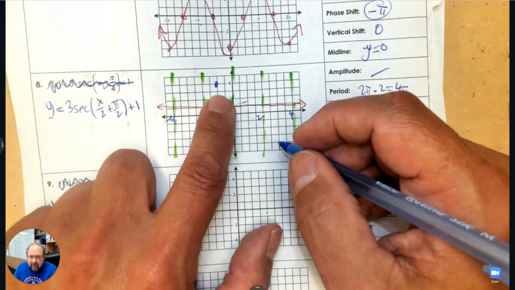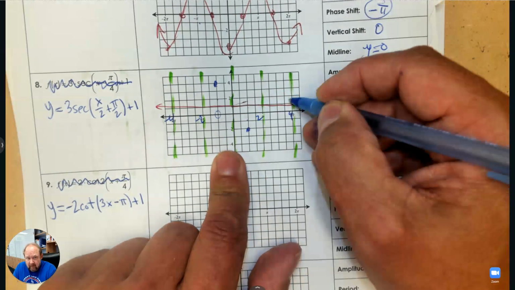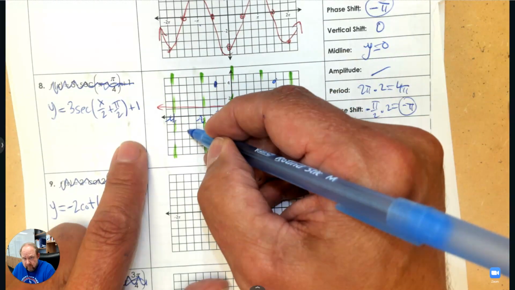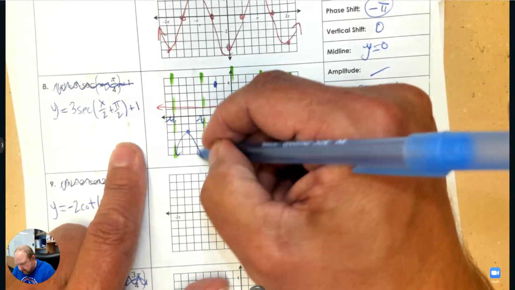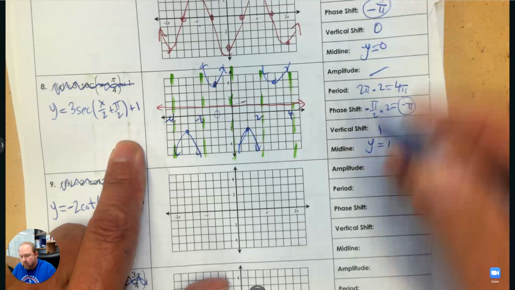So upper vertex, asymptote, then a lower vertex. So from the red line, go down 3. And then from the red line, go up 3. And then the lower ones fold down, and the upper ones fold up, and you got it. Perfect.